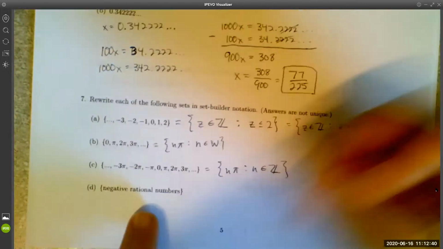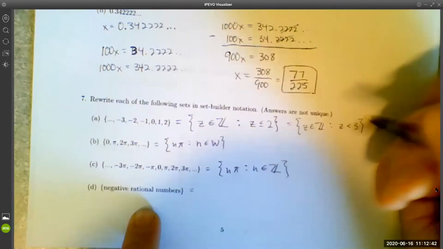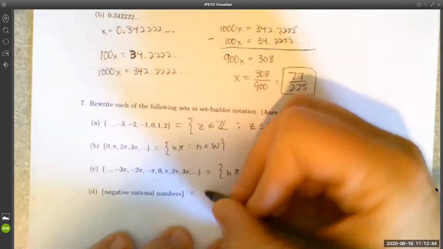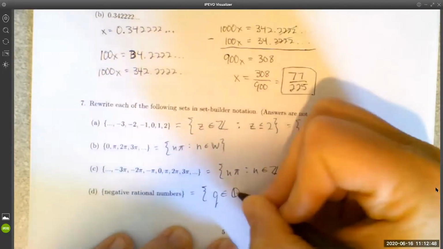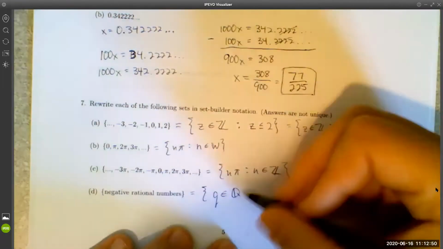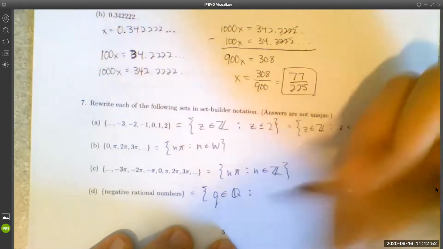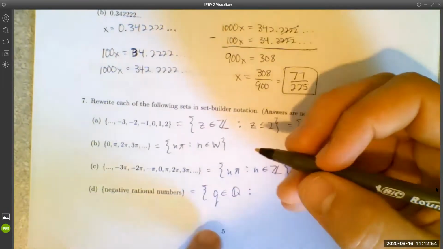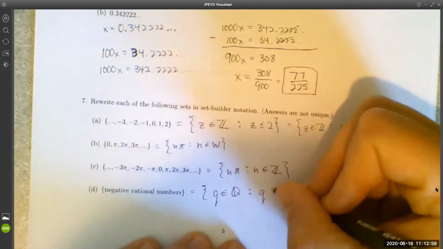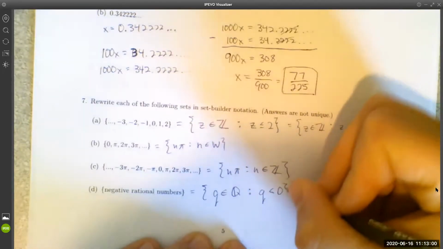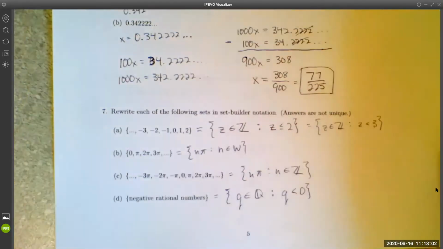And then part D, the set of negative rational numbers. Well, I'm going to call this the set of all q in Q. I just like it when the letters match. They don't have to. You could call it the set of all x in Q if you want. I'm going to call it the set of all q in Q where q is negative, right? So where q is less than 0. So that would be that.